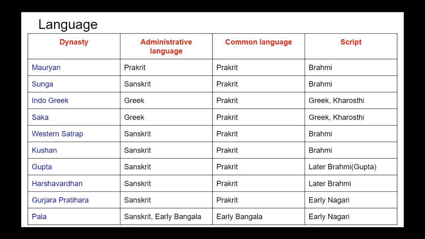At the time of Pala rulers, the administrative language of Pala dynasty was Sanskrit or early Bangla. Common language was early Bangla, and script used by Pala rulers was early Nagari. So you can see during the Mauryan time it was Prakrit language dominated, but after that in North India Sanskrit language dominated.